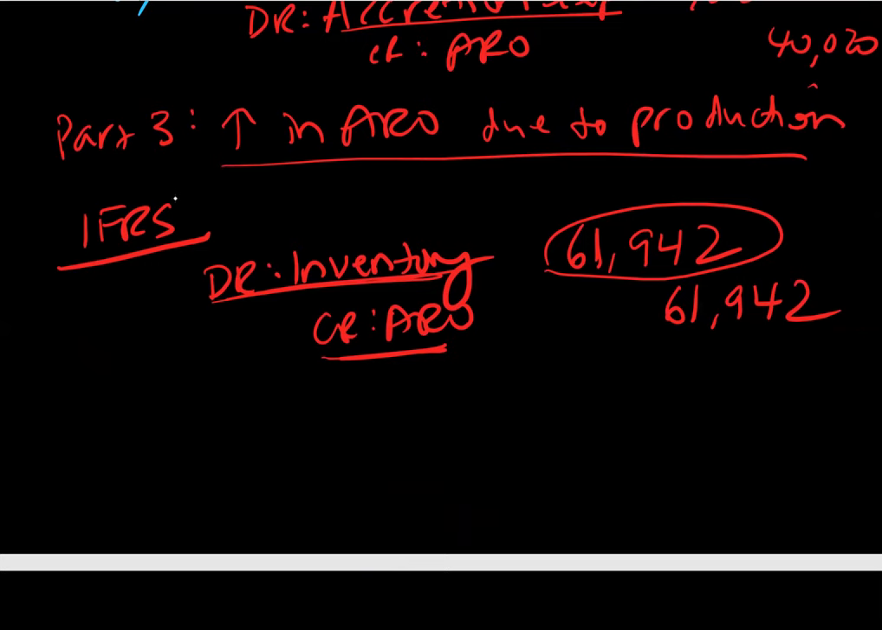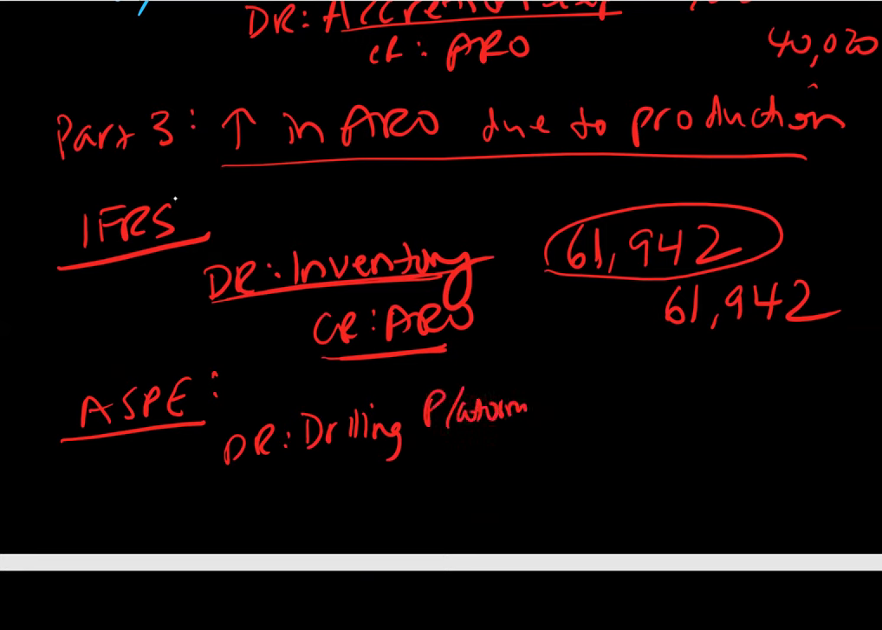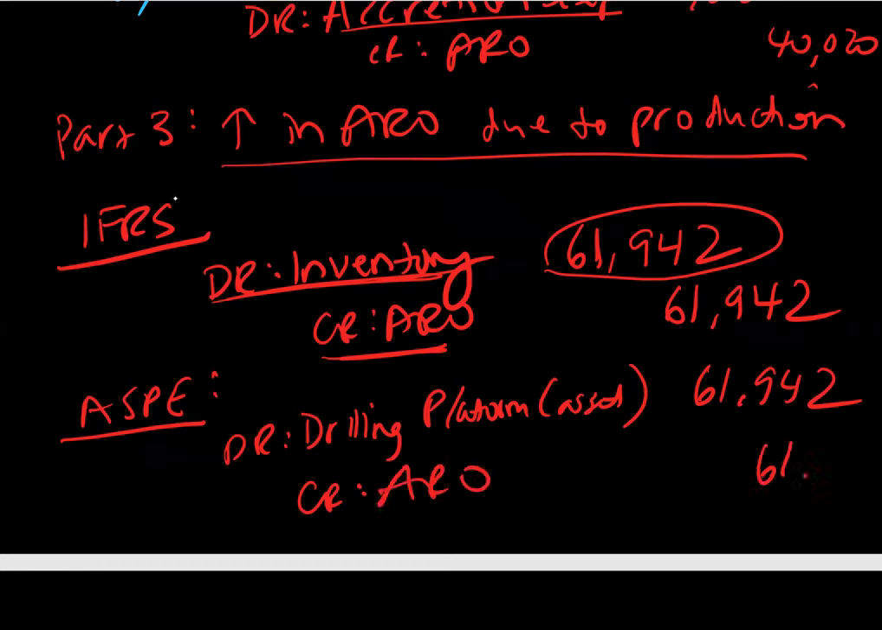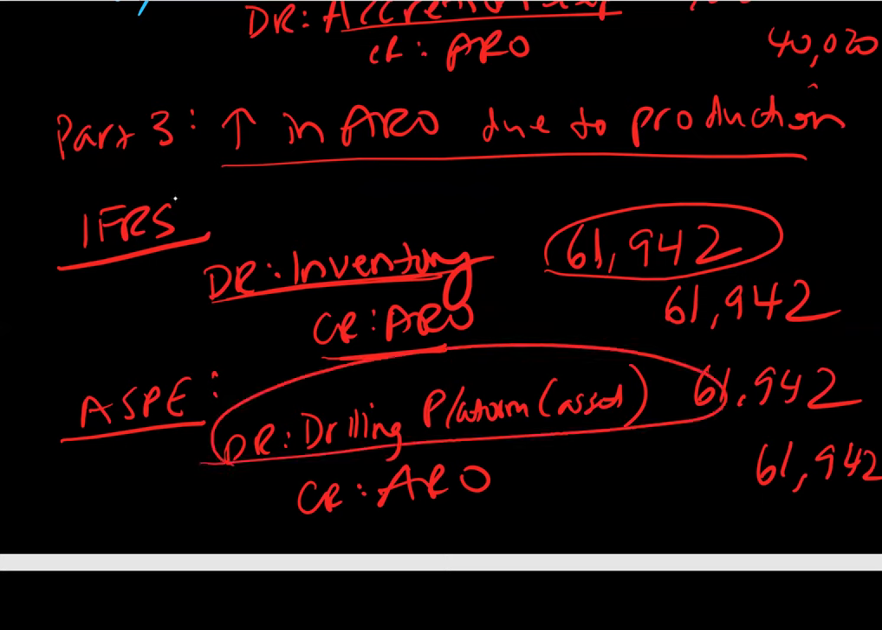If this was ASPE, it's the same entry, except it's going to debit the asset. So it's going to debit drilling platform, which was the name of the capital asset that we were using. Okay, which is our debit, 61,942. And our credit is still, of course, to ARO, same thing. The amounts are the same. Again, the difference is where the debit goes. So the debit goes to the asset here and it goes to inventory here.